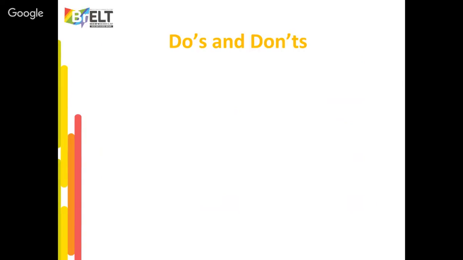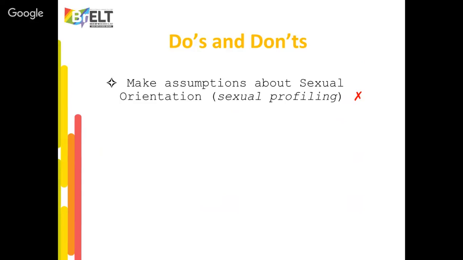Okay? Going on with my list of do's and don'ts, as I said, make no assumptions about sexual orientation. This is called sexual profiling, okay? Then I get often asked this question: teacher, do you have a boyfriend? Then I say, no, I don't, because I have a girlfriend.